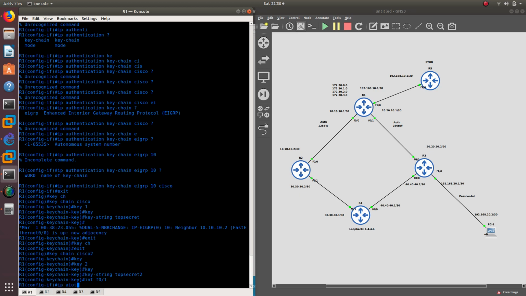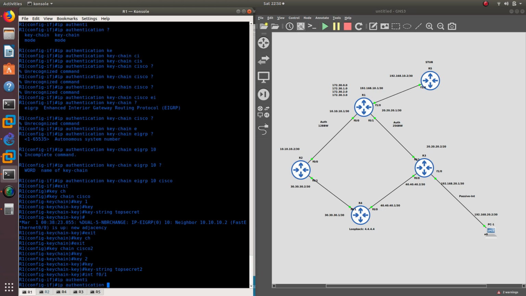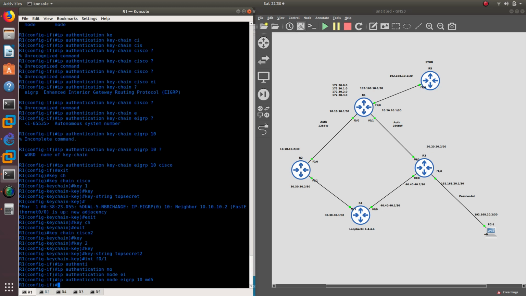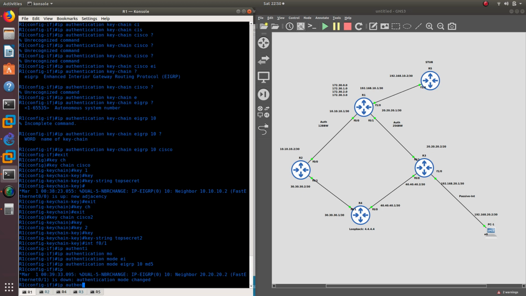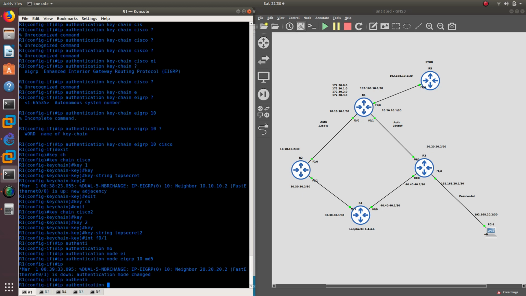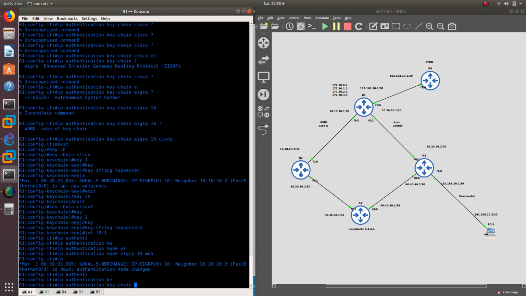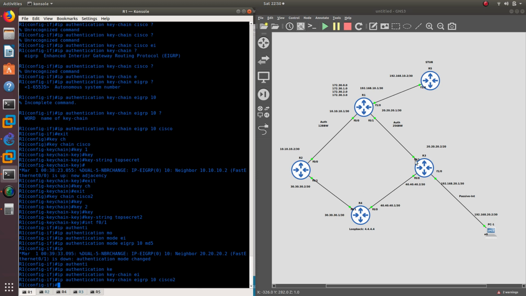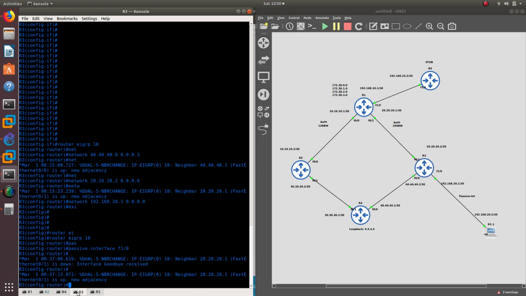Let's go IP authentication. The authentication for this one is going to be mode EIGRP 10 MD5. And there you go, it came down, authentication key-chain EIGRP 10, and this one needs to match the key chain Cisco 2. Cisco 2. All right, so now let's go ahead to router 3.